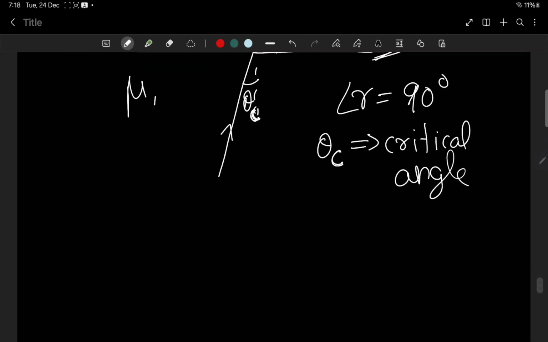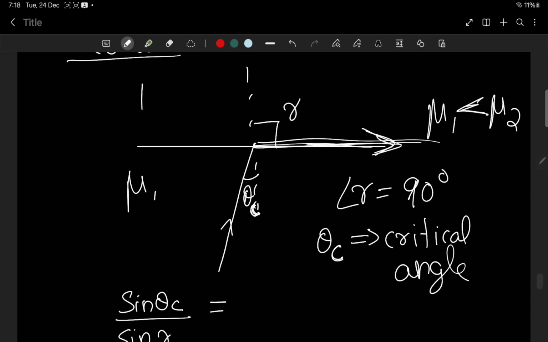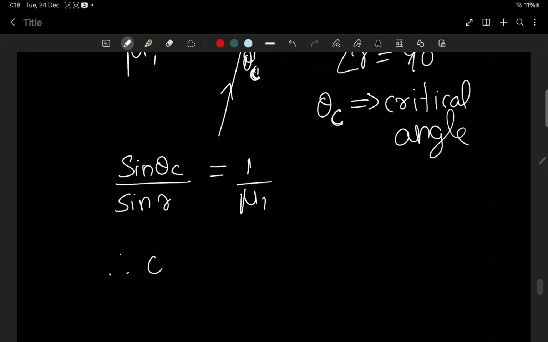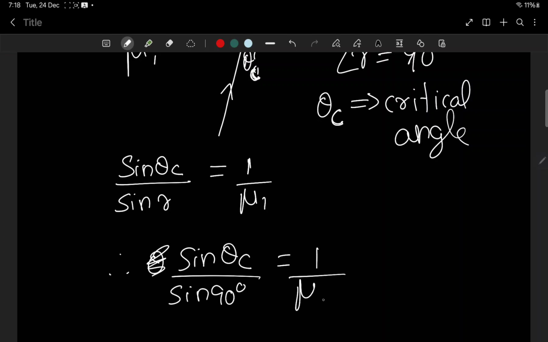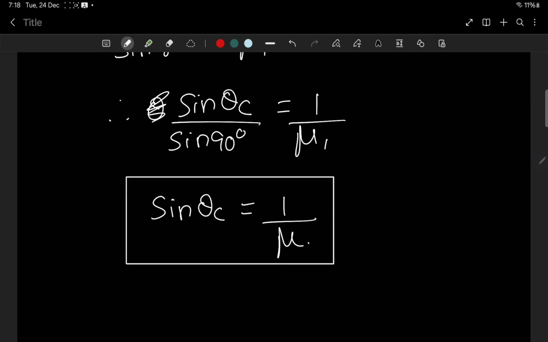So I can write from Snell's law, sin theta c by sin r equals 1 by mu 1, right? Sin r is how much? Sin 90 degrees, that is 1. So sin theta c, the sine of the critical angle, is equal to 1 by mu 1, or just 1 by mu, because it is the refractive index of the denser medium. That's it. Very important relation.